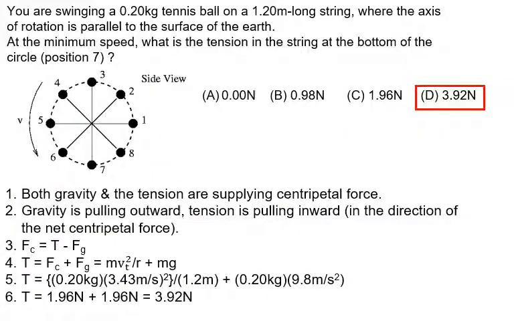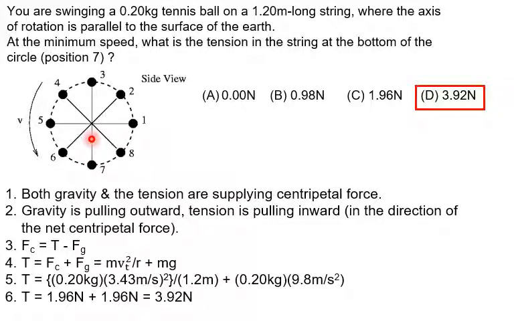As an example, a great circular motion problem is the following. This is one to study. You have an object that you're swinging in a circle. This object has some mass, and the axis of rotation is parallel to the ground, so up and down is this way. You might want to solve different things about this. If you're asking what's the minimum speed, or when you're swinging this thing as slow as possible, what's the tension in the string, you should be able to solve for that.